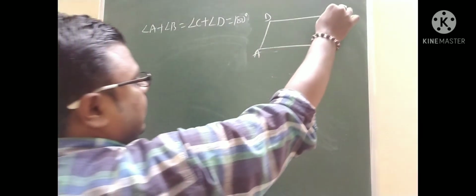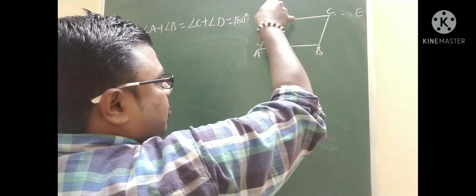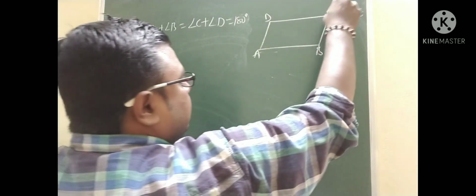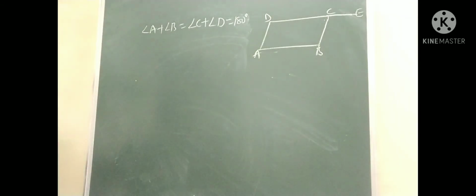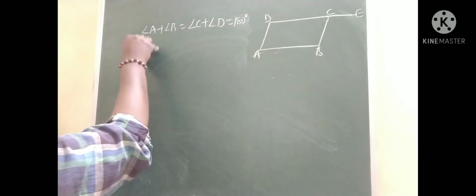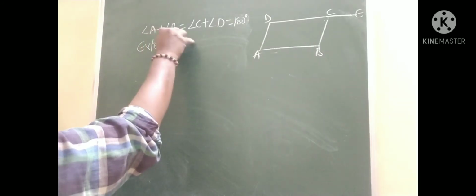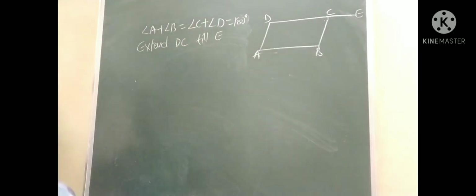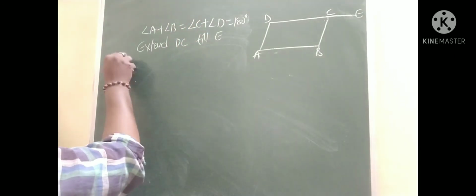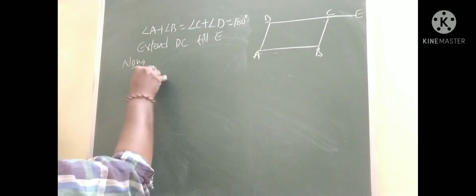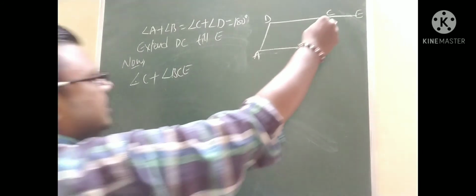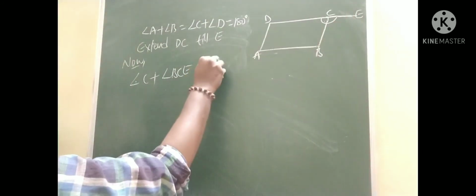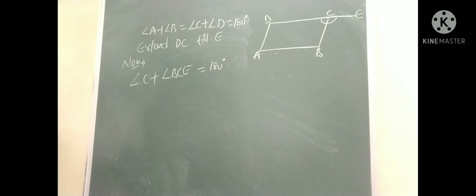Now for the proof, I am going to extend this DC till E. Let me write: extend DC till E. Now when I extend that, angle C plus angle BCE, this angle and this angle, you will get as 180 degrees, right? So here I got one point in my mind.